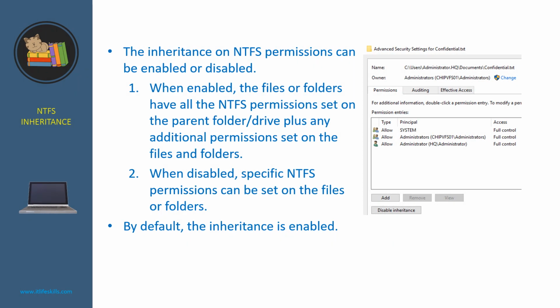As you may know, NTFS permissions can be inherited. The inheritance on NTFS permissions can be enabled or disabled. When enabled, the files or folders have all the NTFS permissions set on the parent folder or drive, plus any additional permissions set on the files or folders. When disabled, specific NTFS permissions can be set on the files or folders. By default, the inheritance is enabled.